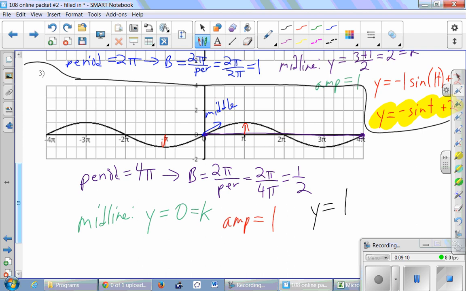And so our final answer here, y equals, so we put the amplitude first. Is this a sine or cosine? Well, it starts in the middle, so that's a sine, and it's on its way up, so it really is sine and not negative sine. b times t, 1/2 t, plus the k value, which is 0, so ultimately y equals sine of 1/2 t.